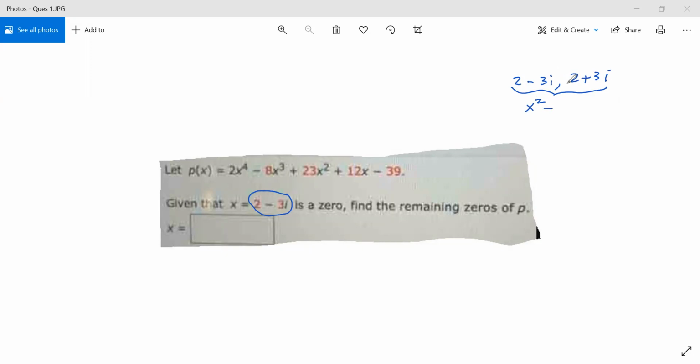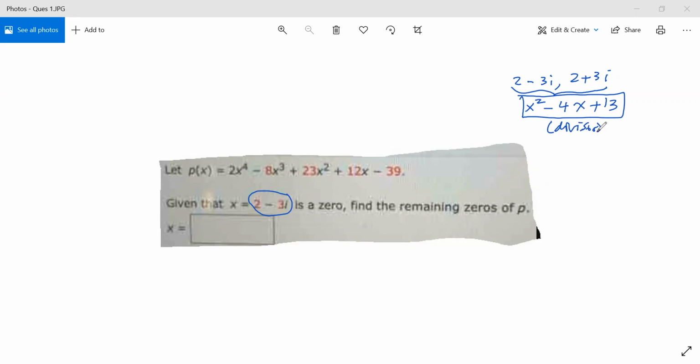And the sum of these two, when you add these two complex numbers, the 3i's will cancel and you get 4, so it's 4x. And when you multiply these two, because you're multiplying conjugates, you will just square the real part plus square the imaginary part, which is 2 squared plus 3 squared, and that is 9 plus 4, 13. So you will build this. So this is one of the factors of the polynomial. Therefore, this is the divisor.